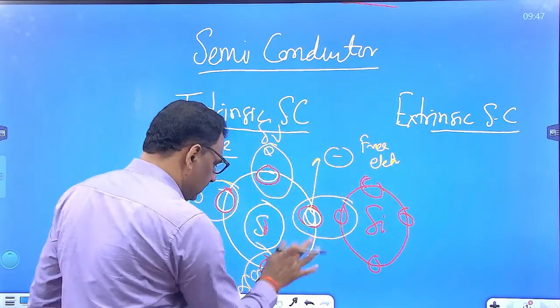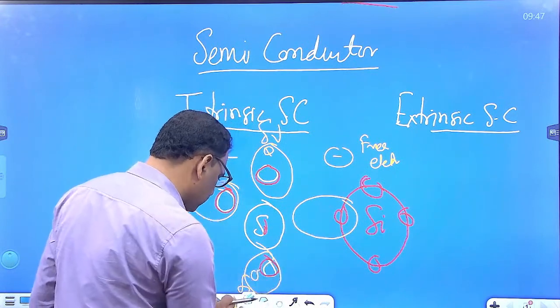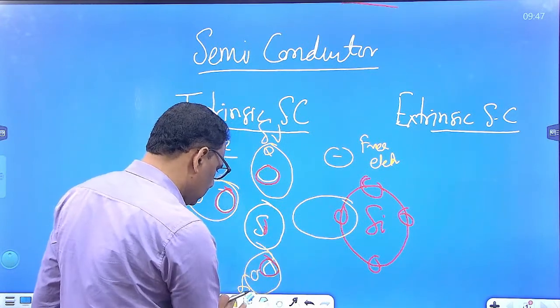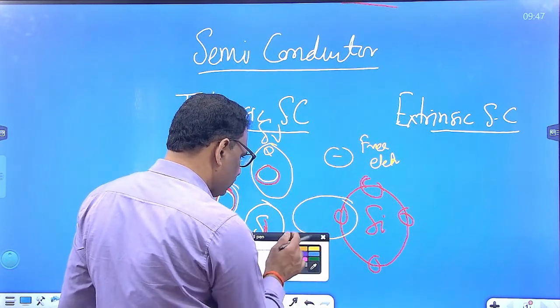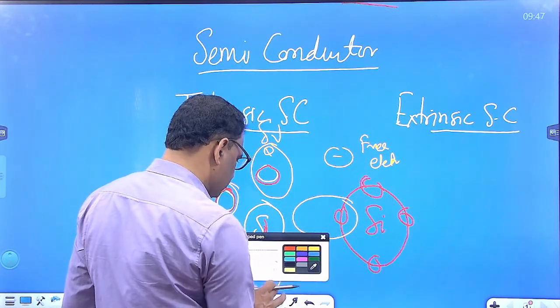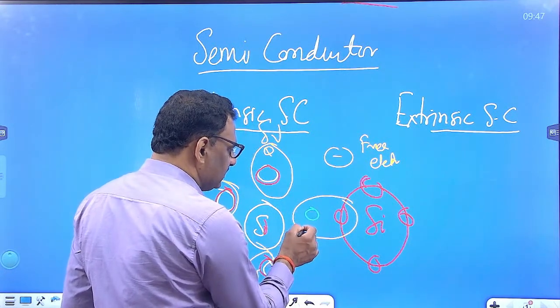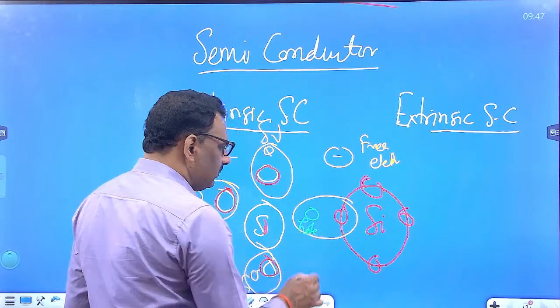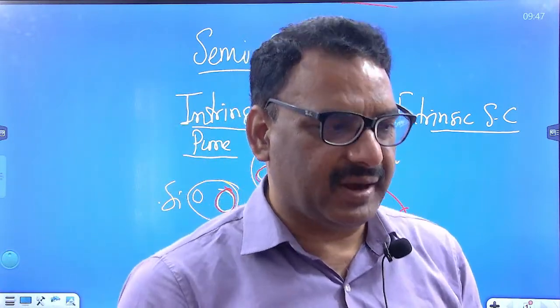And here, where this electron comes out, you can say here we have a vacancy. Electrons and holes are generated in a pair.